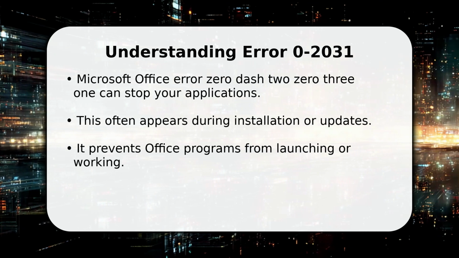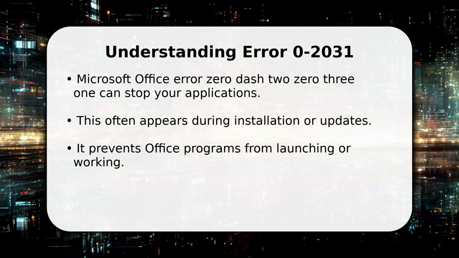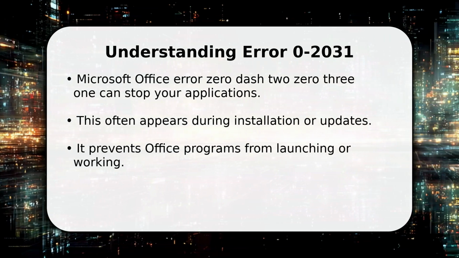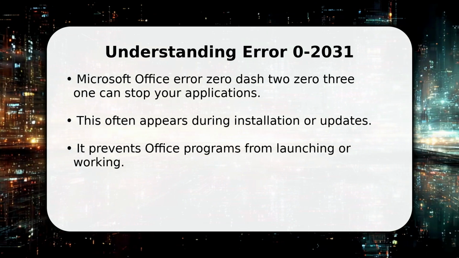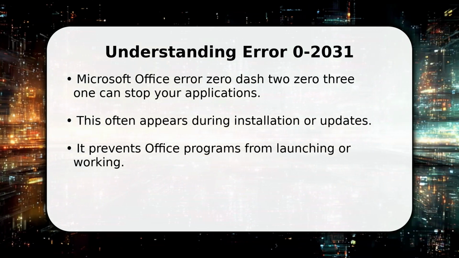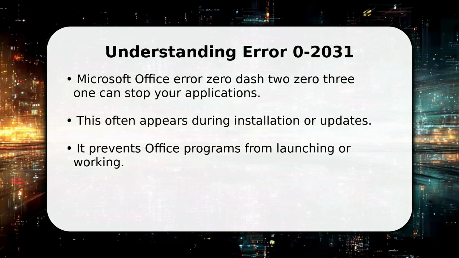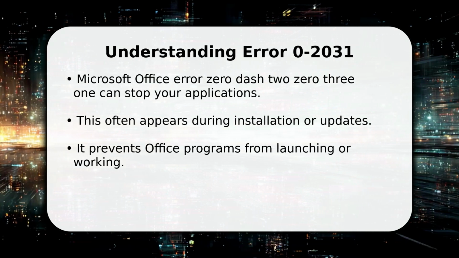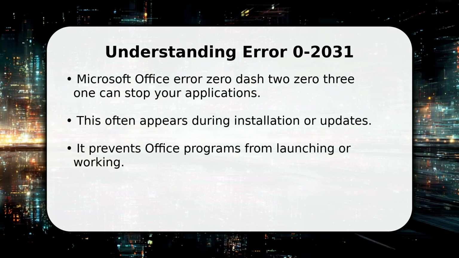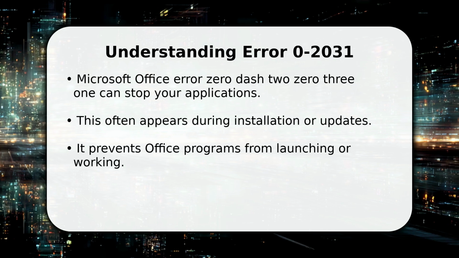Enjoy the video. Are you running into the dreaded Microsoft Office error code 0-2031? It's a common issue that can unexpectedly stop your Office applications from working correctly. This particular error often pops up during installation processes, or sometimes when you're trying to update your software. It's frustrating, as it can completely prevent your essential Office programs like Word or Excel from launching, leaving you stuck and unable to get your work done.